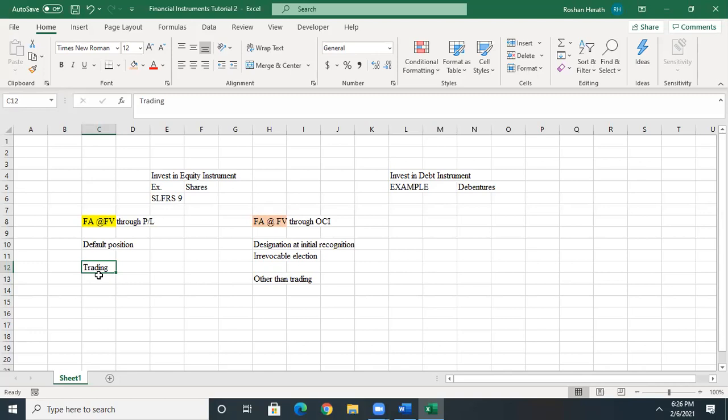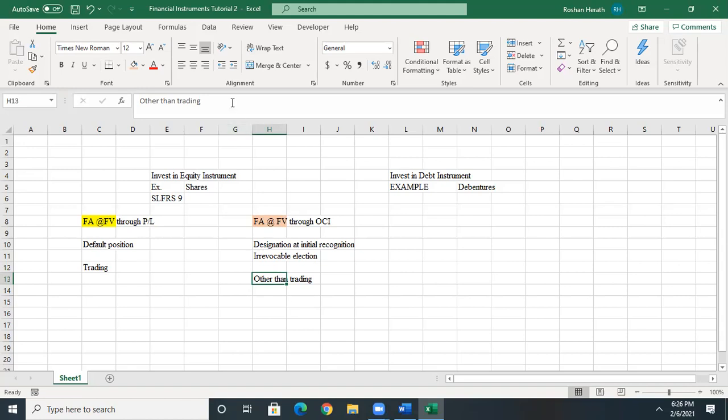You would buy the shares when the price is low and sell the shares when the price goes up, right? And when it comes to the other category, it's going to be a purpose other than trading. Because if the purpose is trading, you never designate it as financial asset at fair value through other comprehensive income. But if the purpose is other than that, you get that chance for the designation. And what are the purposes that I mention as other than trading?